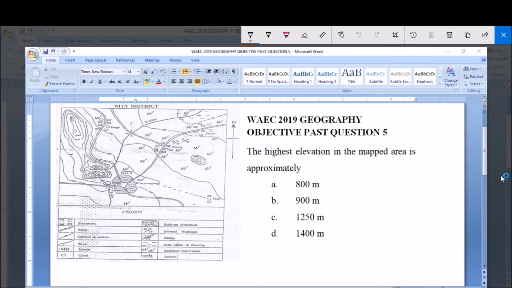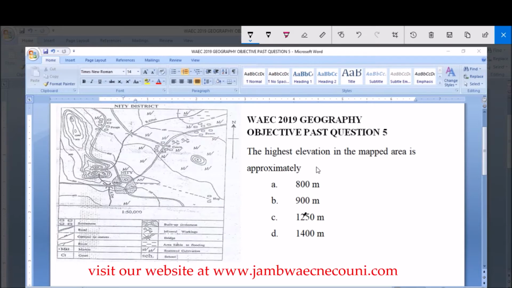Hello, I'm going to be answering WAEC 2019 Geography Objective Past Question 5. So, the highest elevation in the mapped area is approximately A. 800 meters, B. 900 meters, C. 1250 meters, D. 1400 meters.